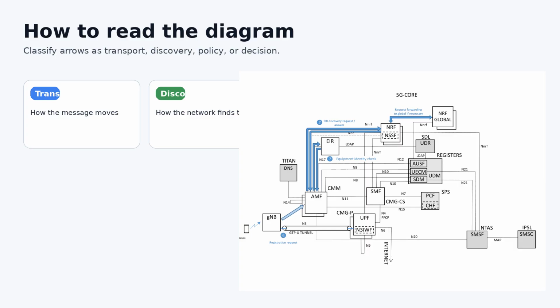So even though the page is crowded with boxes, the logic is actually compact. A device asks to join. The AMF verifies identity and discovers the right service. The EIR judges the device, and the network proceeds based on that judgment.